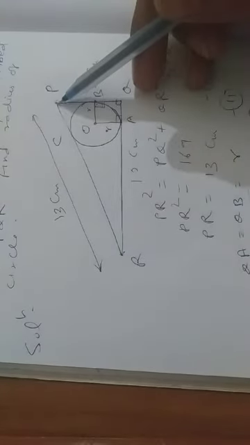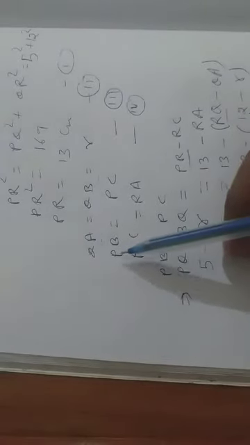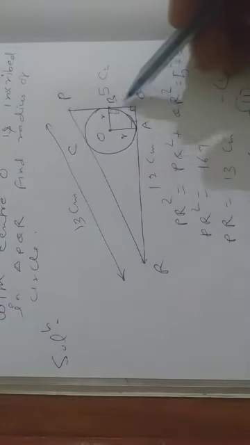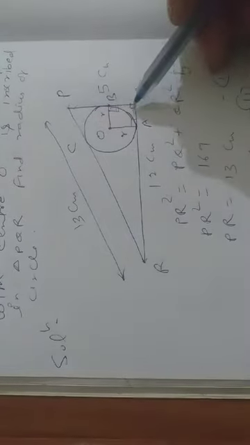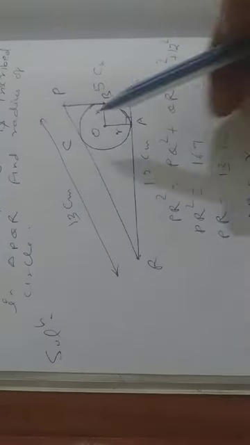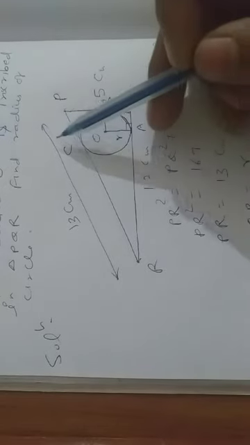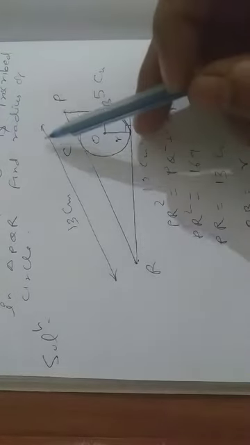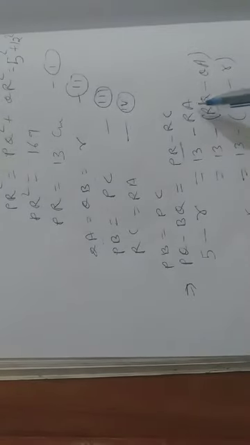Now we started this problem by writing PC is equal to PB, and RC is equal to RA. So PB equal to PC. PB can be written as PQ minus QB, and QB is equal to R. So PB is written as PQ minus R, that is 5 minus R, and PC can be written as PR minus RC. So PR is 13 minus RC. So here we obtain 5 minus R is equal to 13 minus RC.